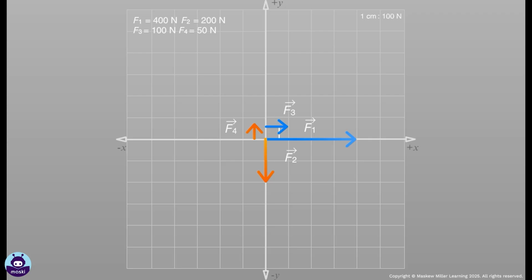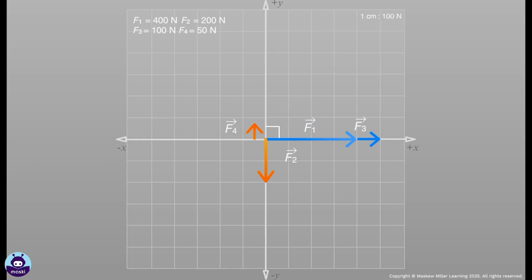Vectors that are parallel can be made to fall on a single line. These are called collinear vectors. Here, F1 and F3 are parallel vectors along the x-axis, while F2 and F4 are another set of parallel vectors along the y-axis. We line up parallel vectors as shown using the tail-to-head method.